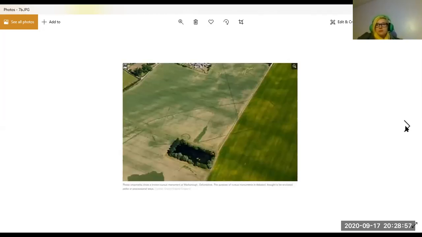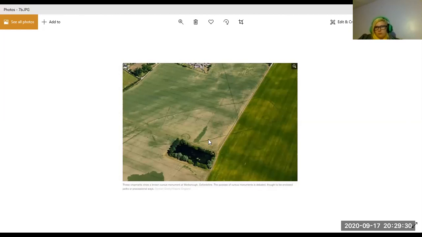So again, this is another indication of a crop mark. This was taken very recently. And this site itself, as you can see from the caption, these crop marks show a known Cursus Monument at Warborough, Oxfordshire. We mentioned Cursus Monuments. The purpose of the Cursus Monument is debated. Thought to be an enclosure, basically a processional way, but the interpretation of a Cursus Monument is uncertain, and they're very few in the country. We only know about 30 examples of Cursus Monuments in the Neolithic period.